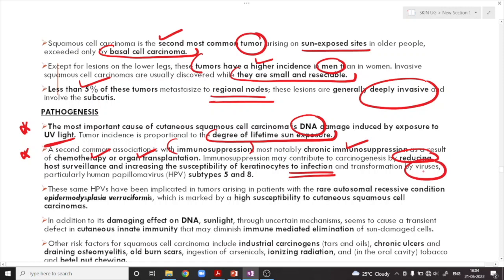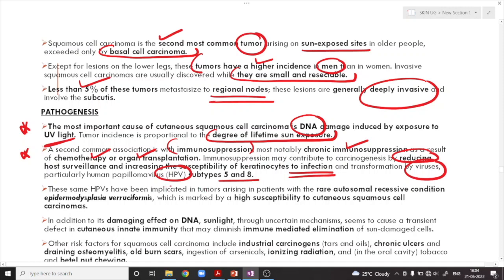transformation by viruses. So in the chapter of neoplasia, there is a separate topic of microbial carcinogenesis, wherein we will learn how microbes are leading to carcinogenesis. So once the immunity is less, any kind of infection or transformation by microbial agents like viruses and bacteria might lead to transformation of the cells in such a way that might lead to carcinogenesis. For example, especially the human papilloma virus infection, subtypes 5 and 8, is implicated in the causation of cutaneous squamous cell carcinoma.